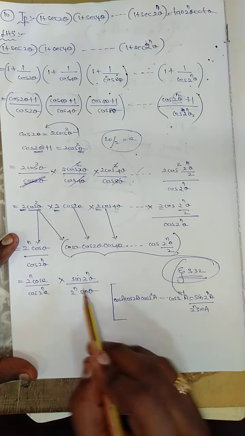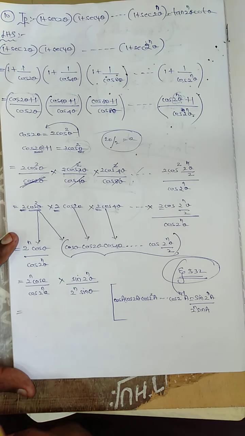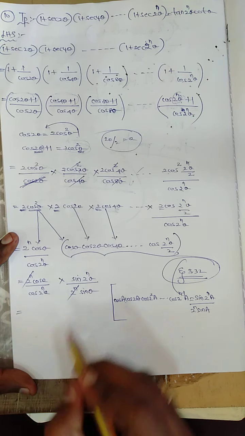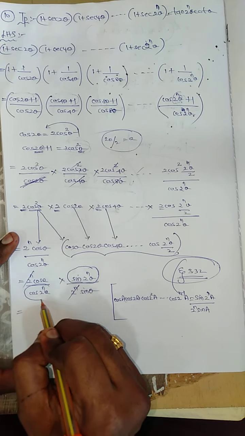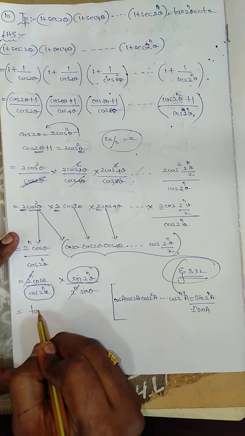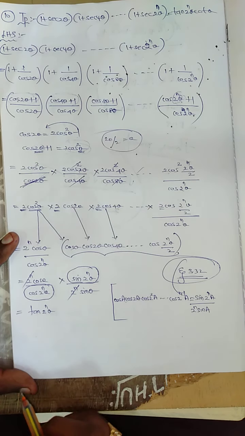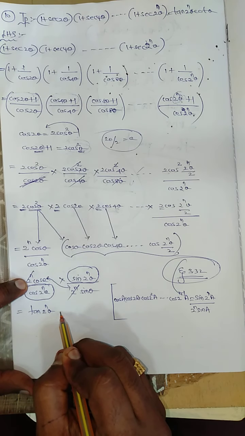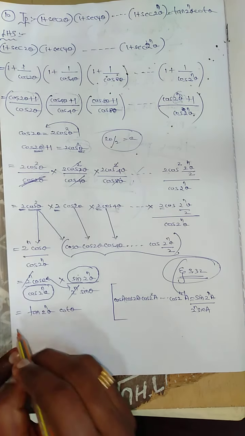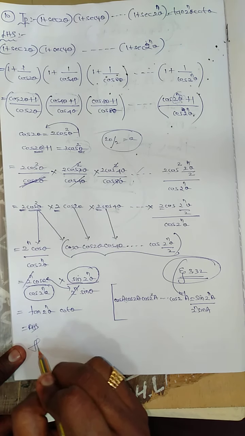In place of A, I have written theta. That's all. So listen carefully. 2 power n cancels. Next, see, sine 2 power n theta by cos 2 power n theta, I can write as tan 2 power n theta. Next, cos theta and sin theta becomes cot theta. This is our RHS. Hence proved.